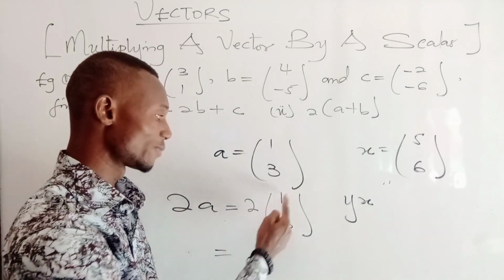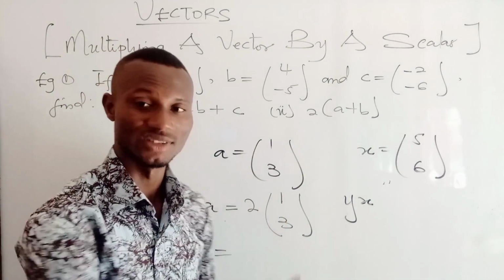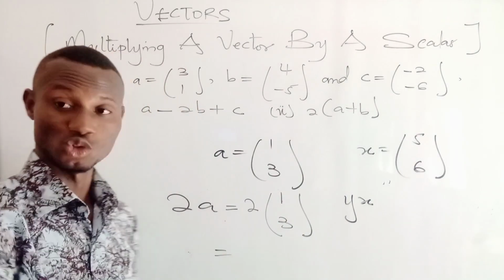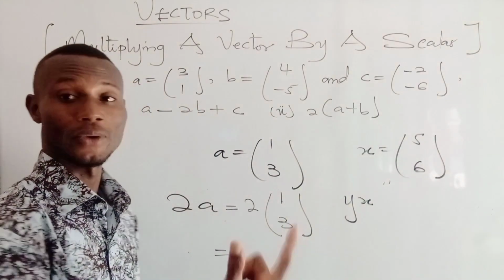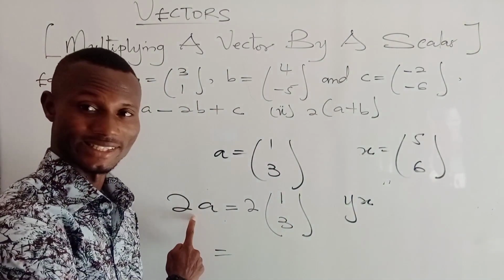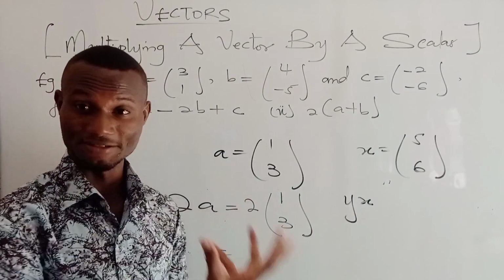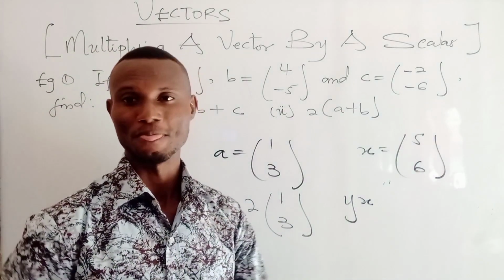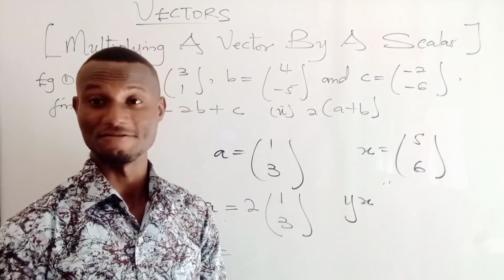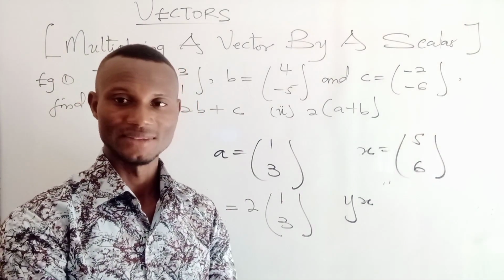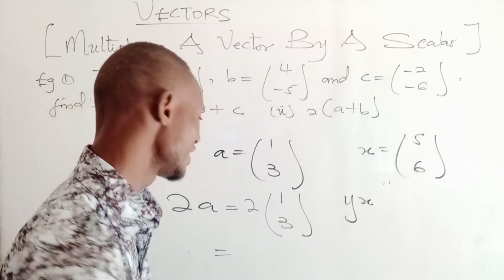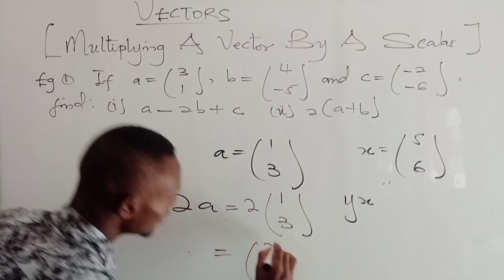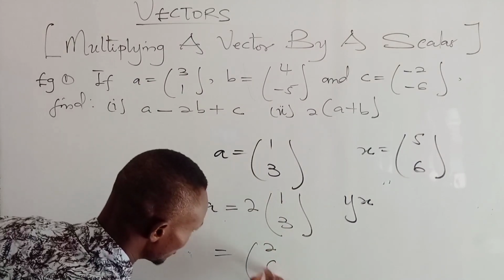So the 2 multiplies the 1 and the 2 also multiplies the 3, and we'll get our answer for simplifying 2a, which means that the 2 is the scalar and the a is a vector. And that's how you conduct a multiplication of a vector by a scalar. I hope you understand up to this point. So the 2 multiplies the 1, which gives me 2, and the 2 multiplies the 3, which gives me 6.